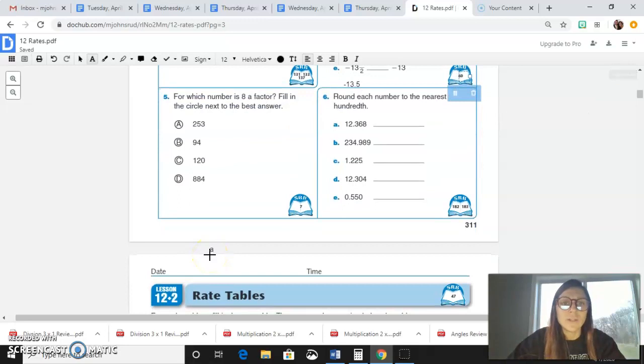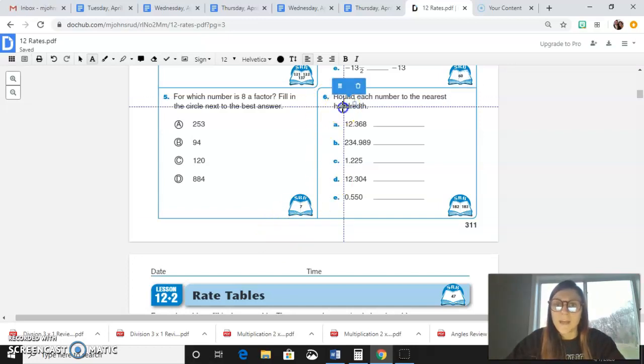Number 5, for which number is 8 a factor? If you do not remember what a factor is, you need to look in your Math MCA packet. I'm not going to do these ones for you because factors and multiples we get mixed up a lot of the times. But a factor is different than a negative.